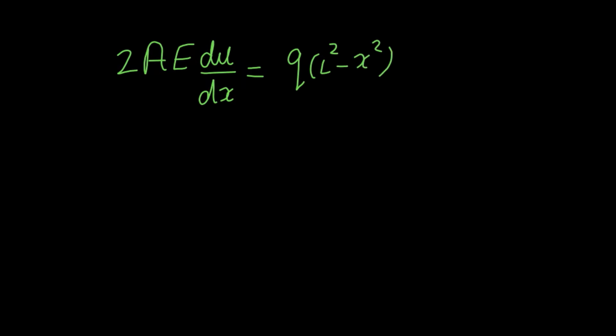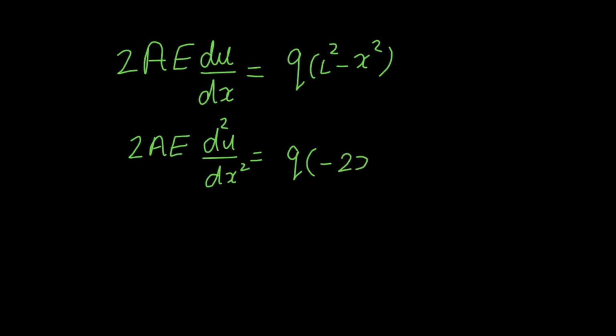Now what I'm going to do is differentiate this equation once with respect to x. So you are going to get d squared u by dx squared is equal to q into the differentiation of L squared. L is a constant, if you differentiate, it just disappears. So L squared minus x squared. If you differentiate minus x squared, what you are going to get is minus 2x. So that's what you will be getting.